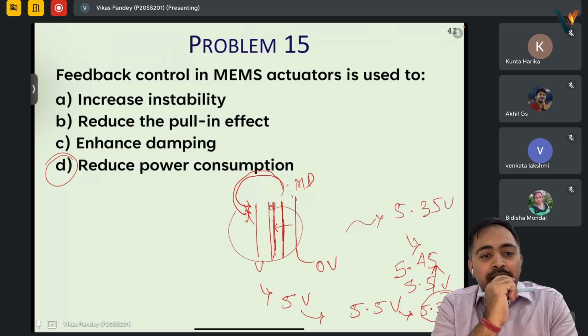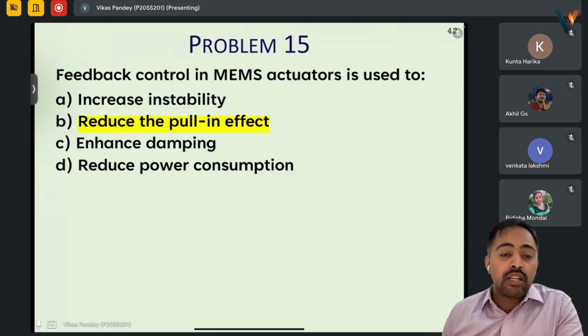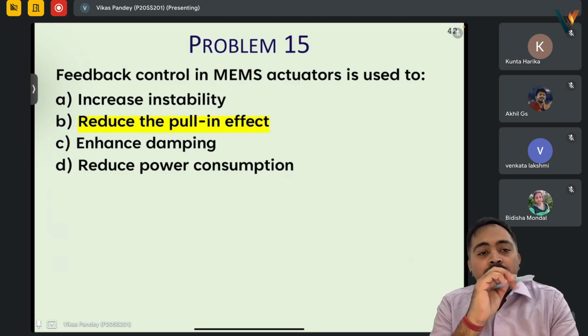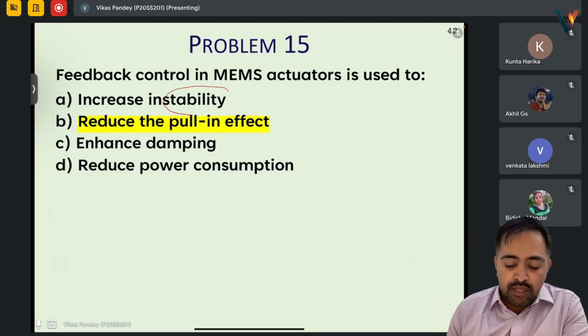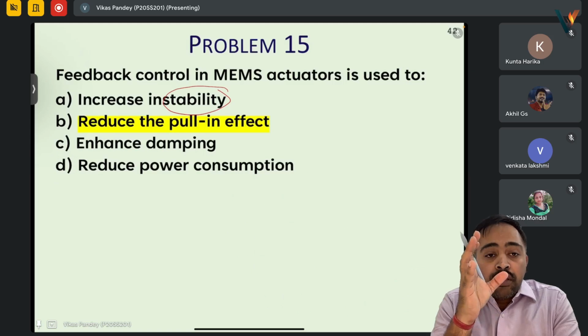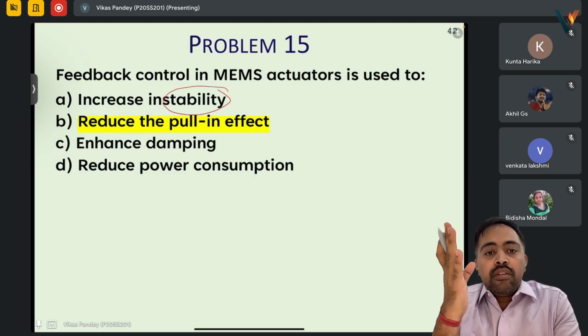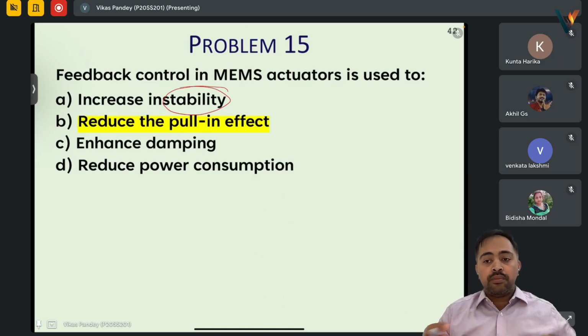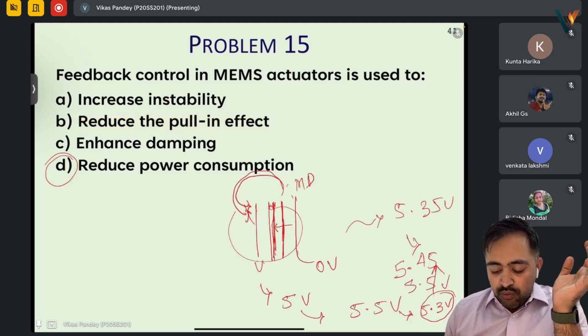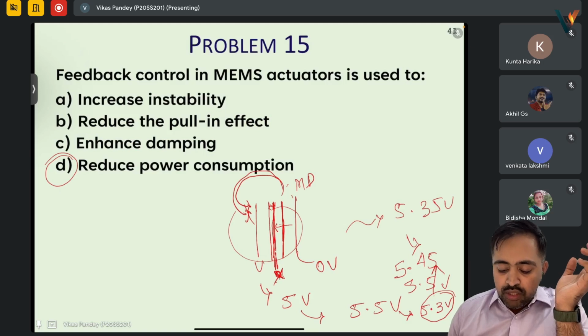Yeah, and other thing, it should not be increase in instability. It should be increase stability as well as reducing the pull-in effect. It is used to increase stability and reduce the pull-in effect. That means it might be happening that the pull-in effect is too much. That I saw now here. What we want is this X position, but the pull-in is too much.